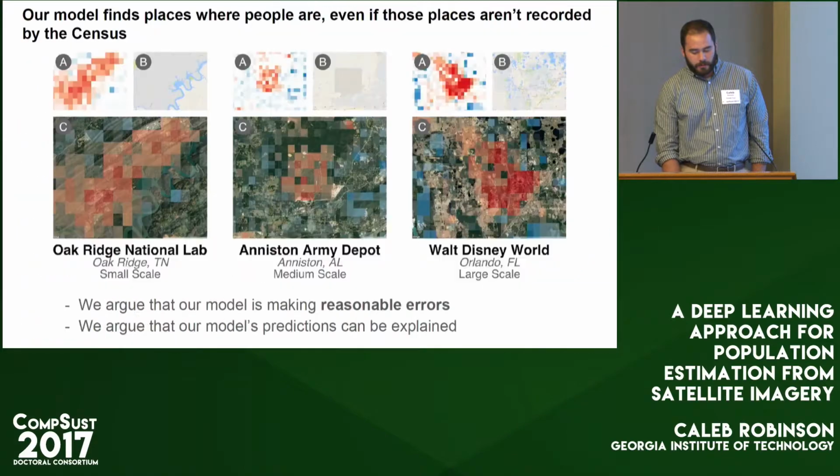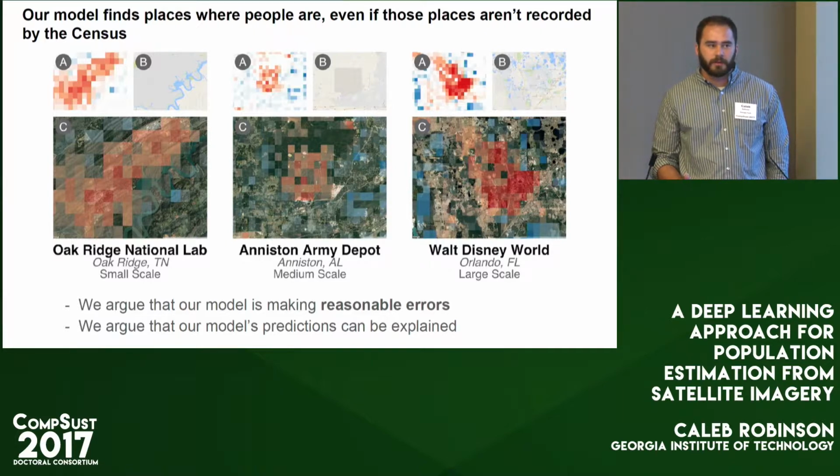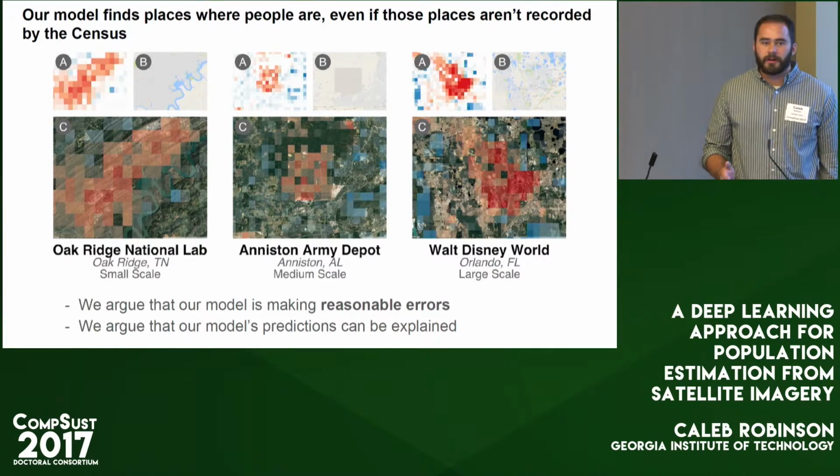And a second way we can test our models is by qualitatively looking at the predictions that our models are making. So one thing we found is that our model finds places where people are, even if those places don't have actual data of people living there in the census. So these 3 areas, Oak Ridge National Lab, Anniston Army Depot in Alabama, and Walt Disney World, our model is predicting that a lot of people live there, where in fact the census says there's nobody there, but obviously there's very strong signal for human activity in these 3 places. So this is just one example of how we can look at the predictions that our model are making and get some information from it.